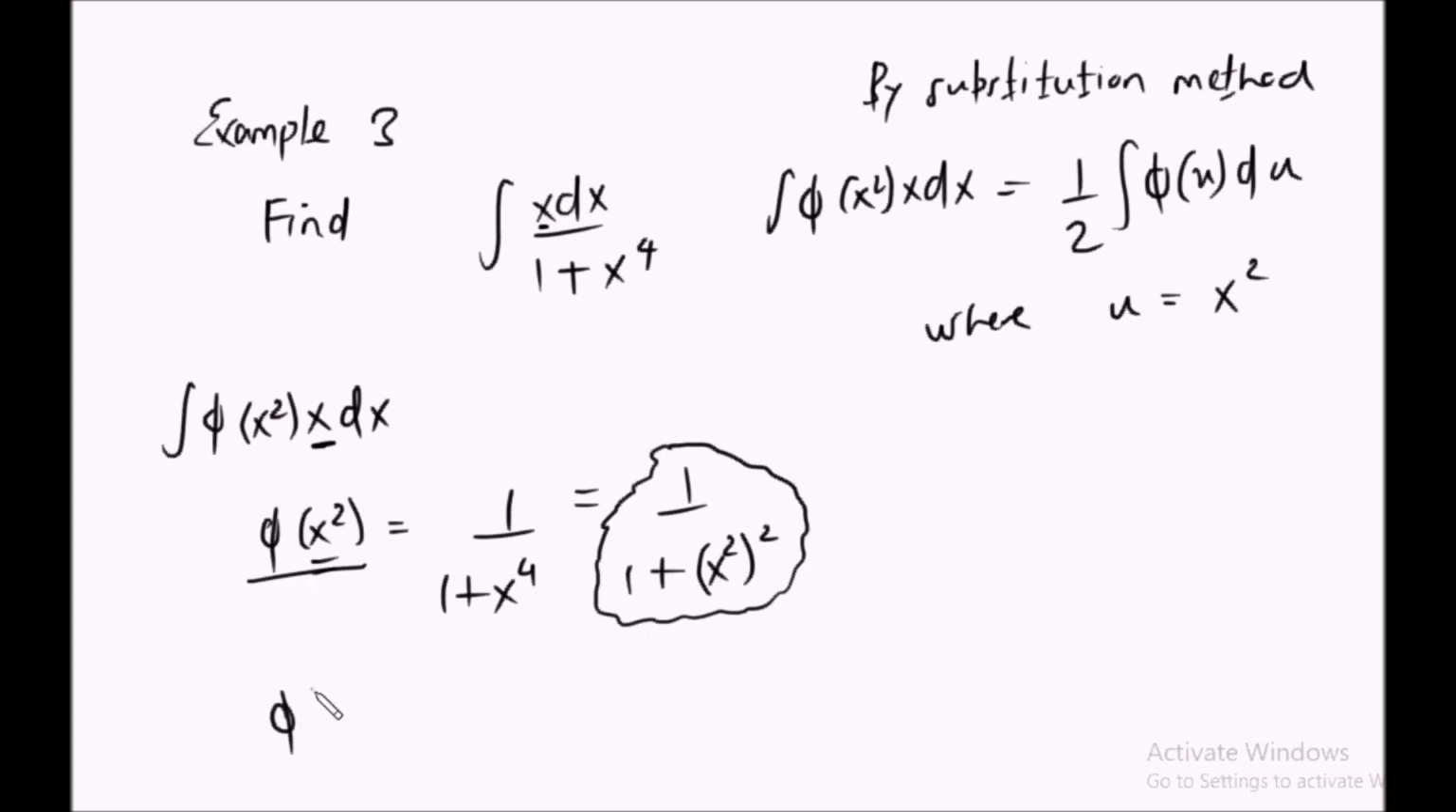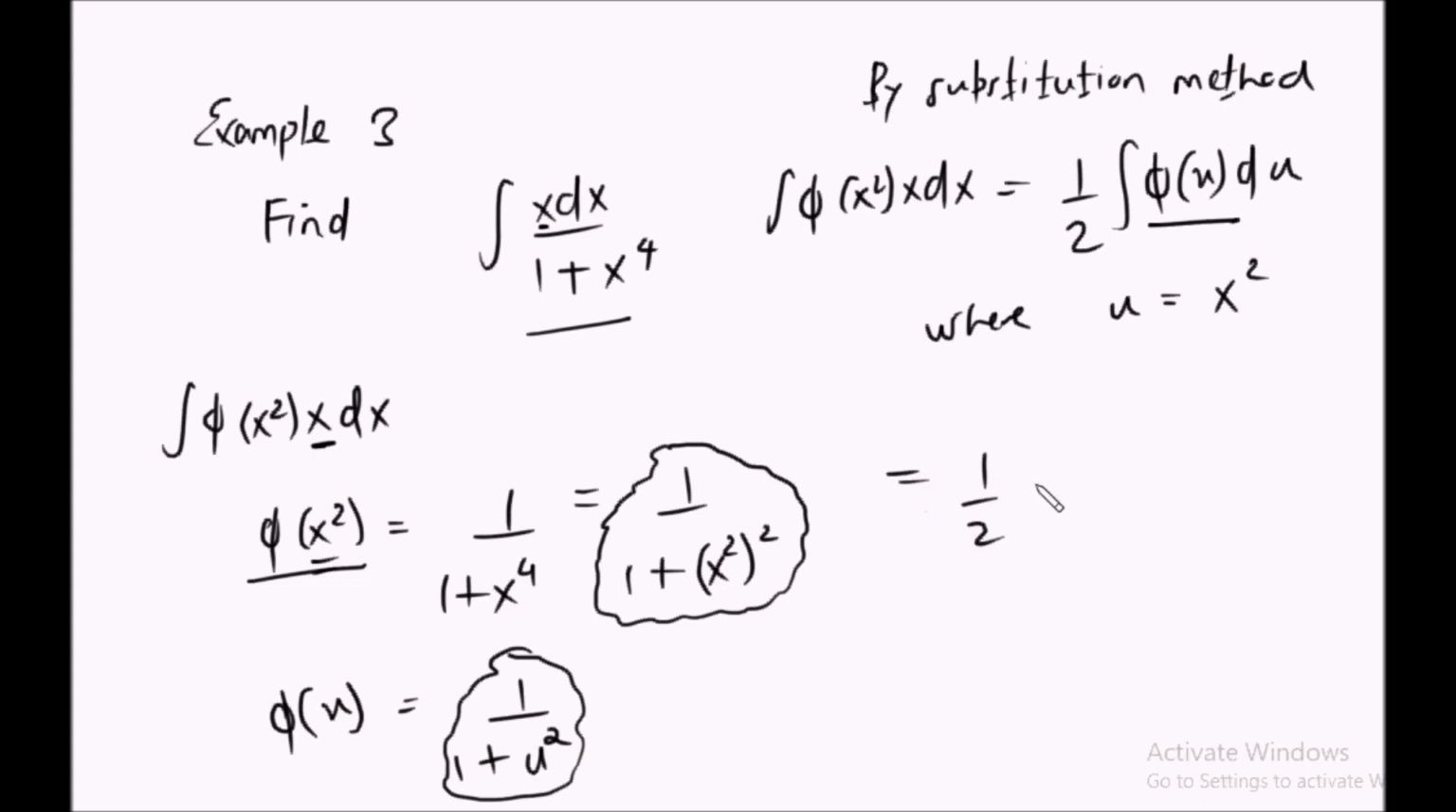So our psi of u sasa, manake u ni x squared, so it's gonna be 1 over 1 plus u squared, hapa kwenye x squared naweka u squared. Okay, so this is psi of u. So hii psi of u means nitaipachika hapa, and then nita solve nini? Huyu. Okay, so it's just gonna be equal to 1 over 2. Our psi of u is just 1 over 1 plus u squared du.